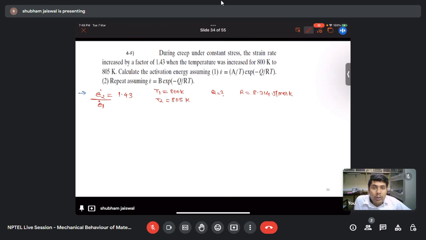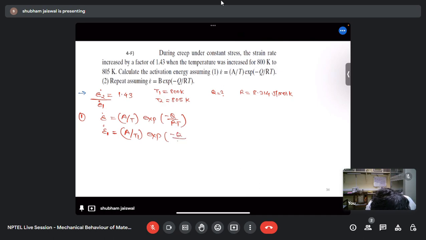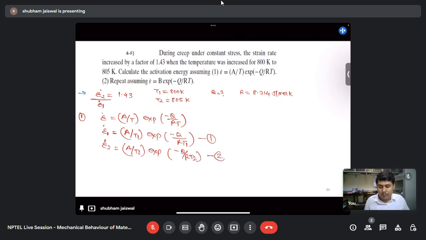They are asking us to calculate the activation energy using equation 1 and equation 2. So first we will solve for equation 1. The equation is given as epsilon dot equal to A by T, exponential of minus Q by RT. If I write this for the first case, epsilon 1 dot equal to A upon T1 exponential of minus Q by R T1. Let's say this is my equation 1, and epsilon 2 dot equal to A upon T2 exponential of minus Q by R T2. Let's say this is my equation 2. Now if I divide equation 2 by equation 1, what will I get?